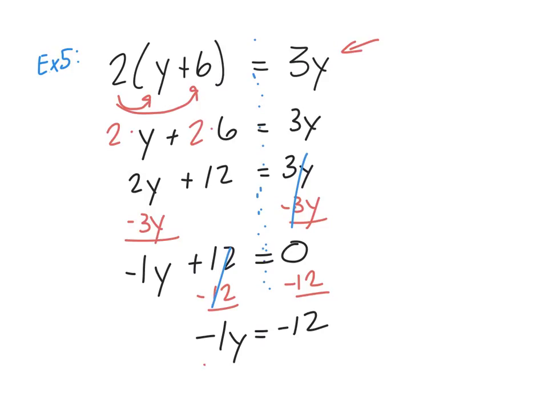We divide by negative 1. And I might run out of space here. Negative 12 divided by negative 1 is positive 12. So this is y equals 12. The solution set is one number, and it's a 12. Okay?